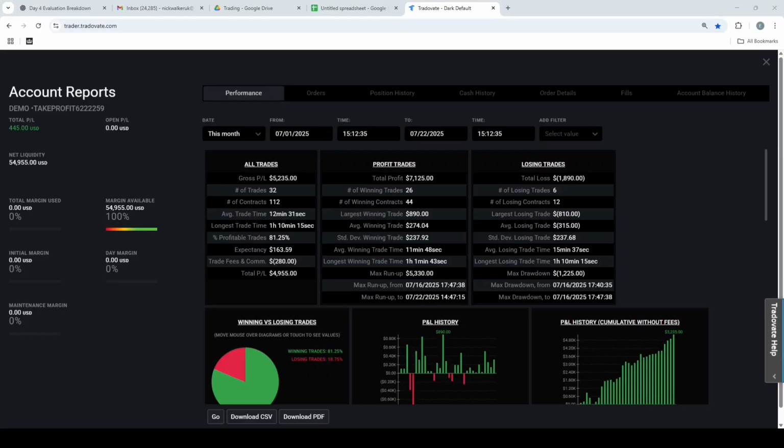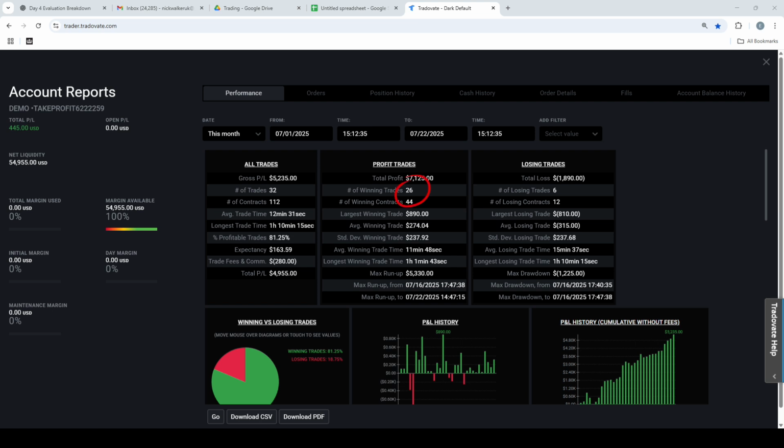Let's review the total 5 days of our take profit evaluation results. Over the course of the evaluation, there were 32 trades executed across 112 contracts, generating a gross profit of $5,235. A strong 81.25% of all trades were profitable, with an average expectancy of $163.59 per trade. After subtracting $280 in trade fees and commissions, the net profit comes to $4,955. Of the 32 total trades, 26 were winners.